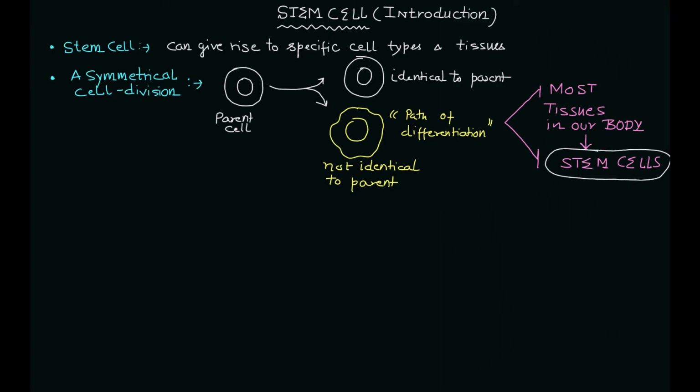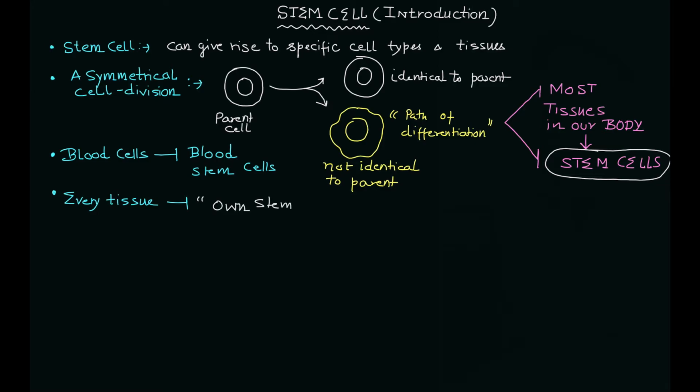Now, let's take the example of blood cells, right? We have a lot of different types of blood cells. They are constantly being produced by the blood stem cells. So there are specific stem cells for the construction of blood cells. Therefore, I can say that every tissue has a specific stem cell, at least during the developmental stages, right? Because of that, those cells can give rise to all different kinds of tissues in our body.